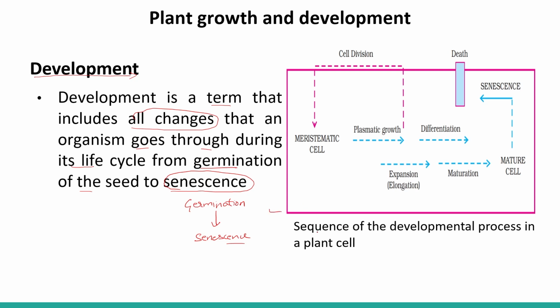This is the figure showing the sequence of the developmental process in a plant cell. Initially we had a meristematic cell, which is undifferentiated. Plasmic growth takes place here. Plasmic growth is the expansion or the elongation of the cell, which leads to cell division and then later differentiation of the cells.